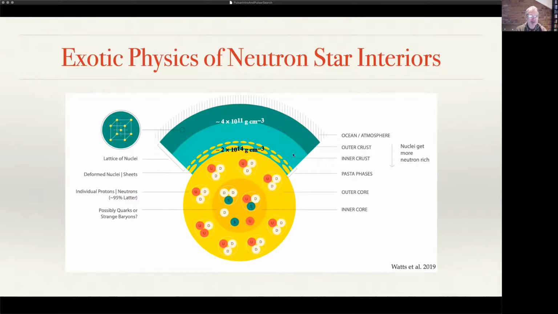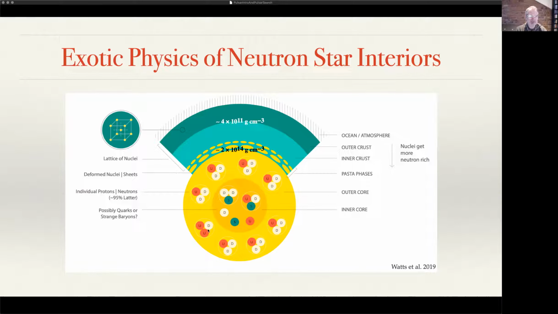And then we get the inner crust, and then the density gets even higher here, something like 10 to the 14 grams per centimeter cubed. And this starts to distort things. So we get these so-called pasta phases. Okay, so these look a little bit like pasta shapes. So we get deformed nuclei, and we might get sheets formed. And as we move down through the neutron star, the nuclei get more neutron rich. Okay, so we're getting less and less protons and electrons.